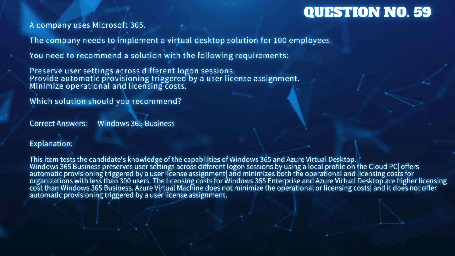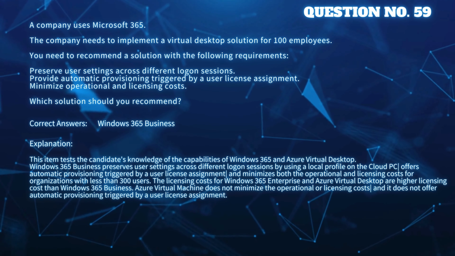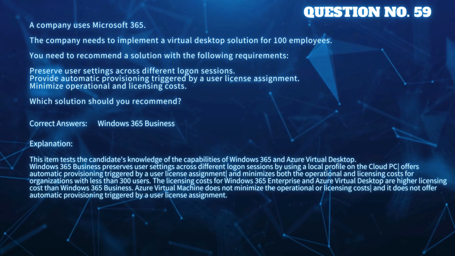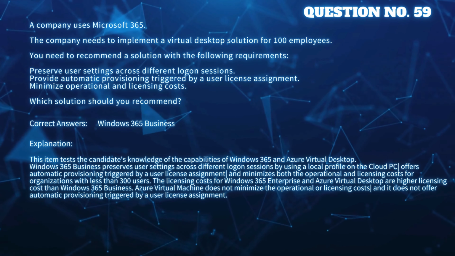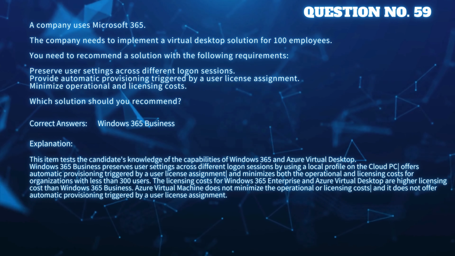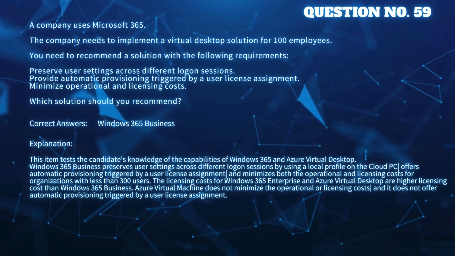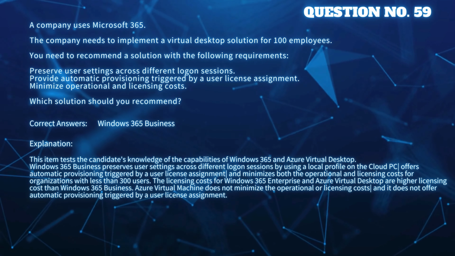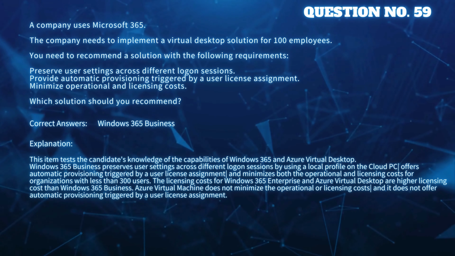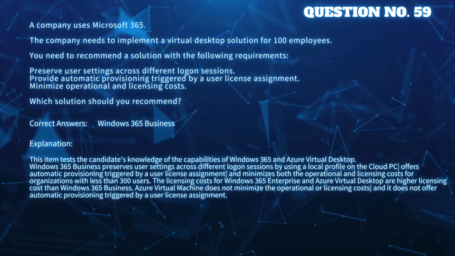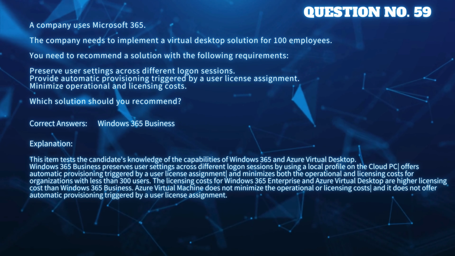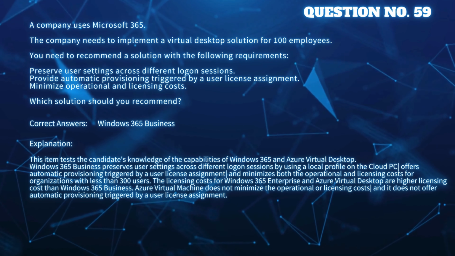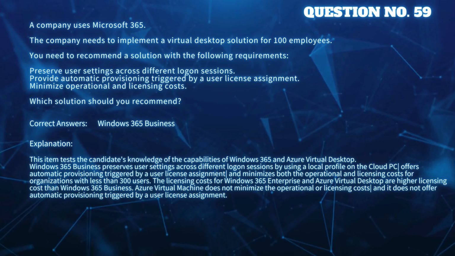Explanation: this item tests the candidate's knowledge of the capabilities of Windows 365 and Azure Virtual Desktop. Windows 365 Business preserves user settings across different logon sessions by using a local profile on the cloud PC, offers automatic provisioning triggered by a user license assignment, and minimizes both the operational and licensing costs for organizations with less than 300 users. The licensing costs for Windows 365 Enterprise and Azure Virtual Desktop are higher than Windows 365 Business. Azure Virtual Machine does not minimize the operational or licensing costs, and it does not offer automatic provisioning triggered by a user license assignment.